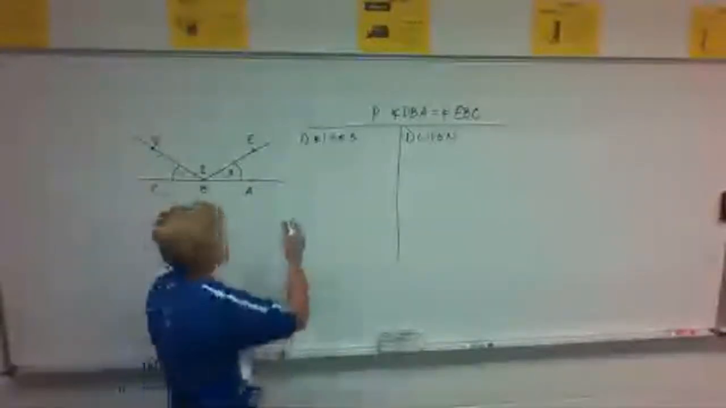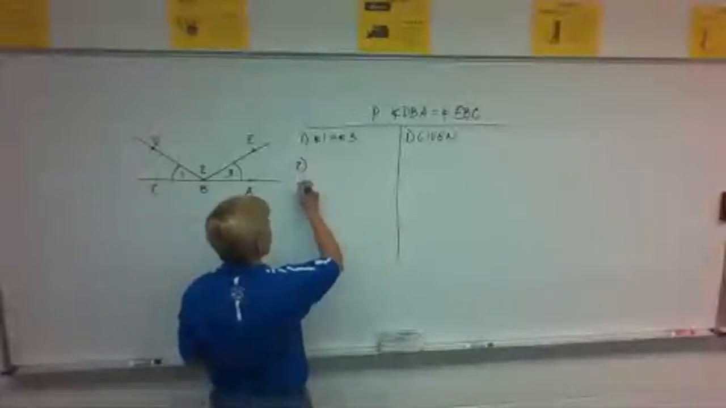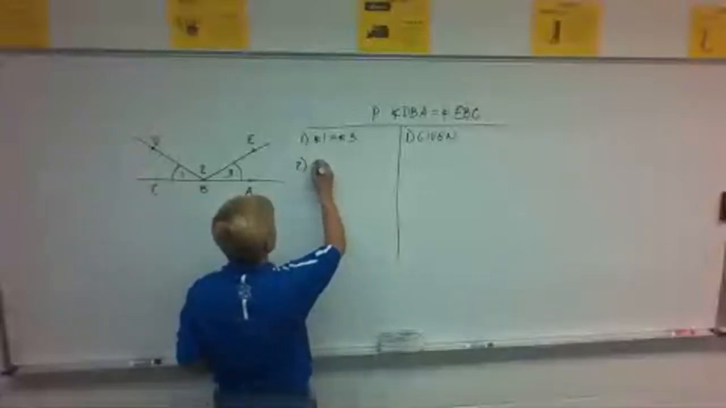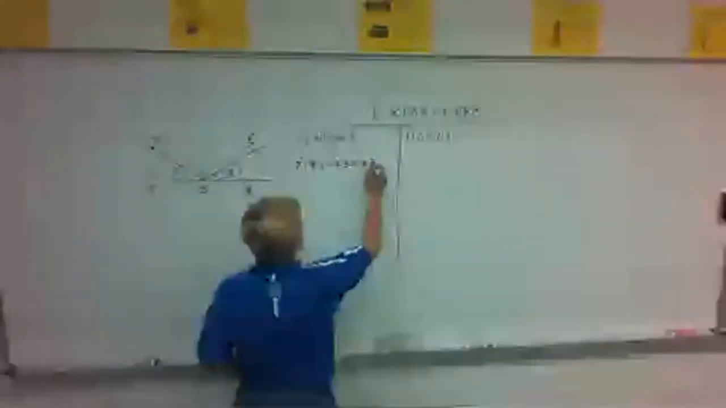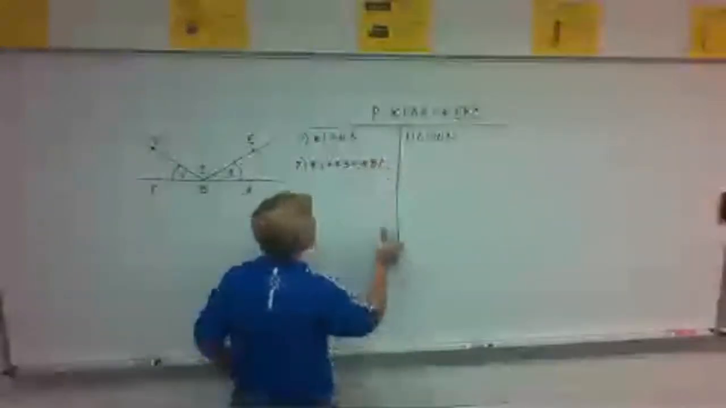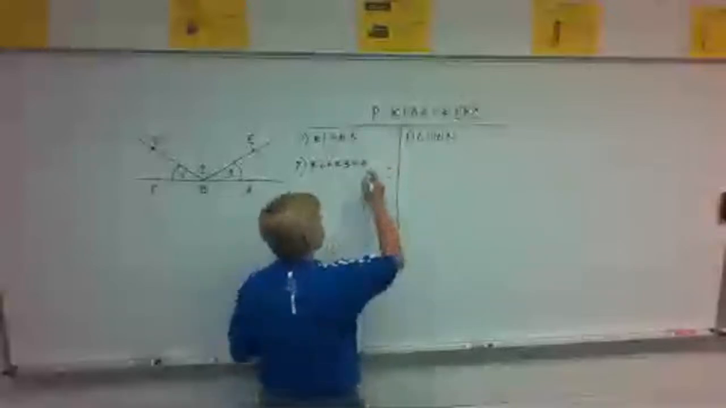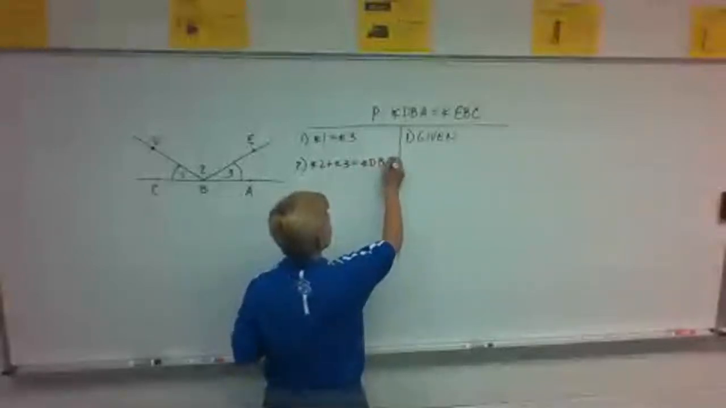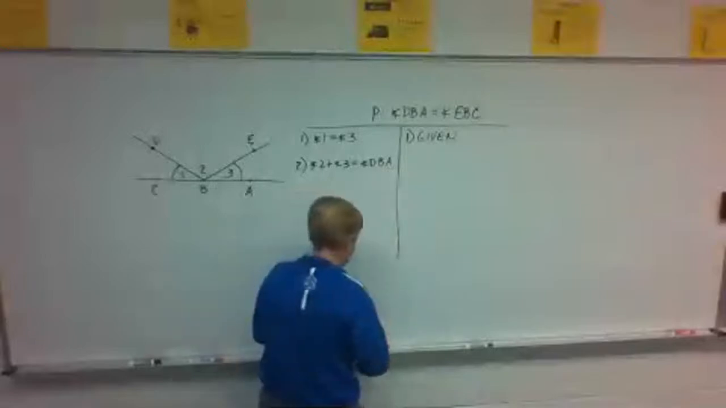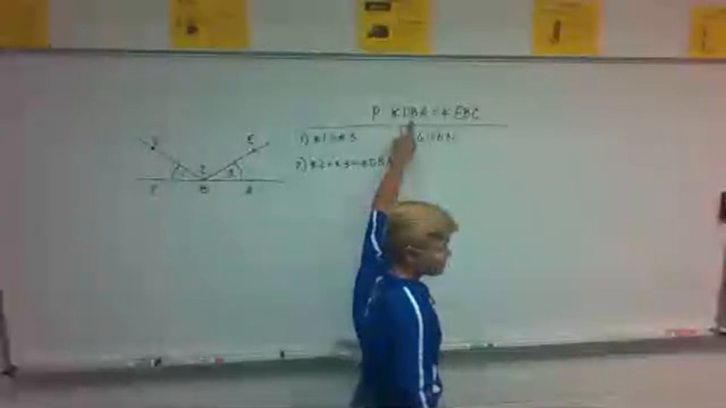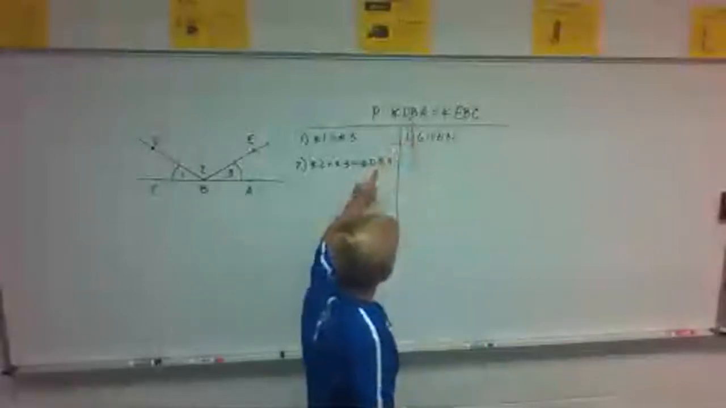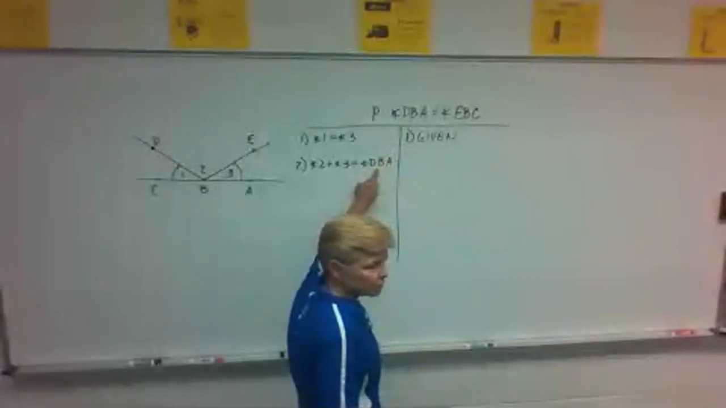So watch what I'm going to write next and see if you agree, even though you may not be able to come up with it on your own. I'm going to say angle 2 plus angle 3 equals angle DBA. Right? Does that look right? Let me tell you why I'm writing this. Because you can't prove anything about angle DBA unless you can get it into the proof somewhere in an equation.